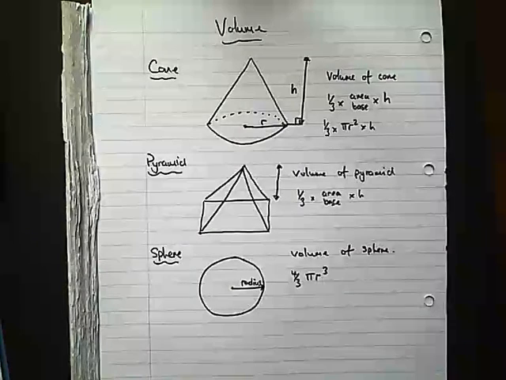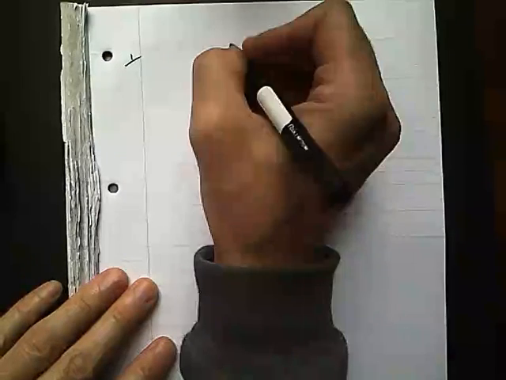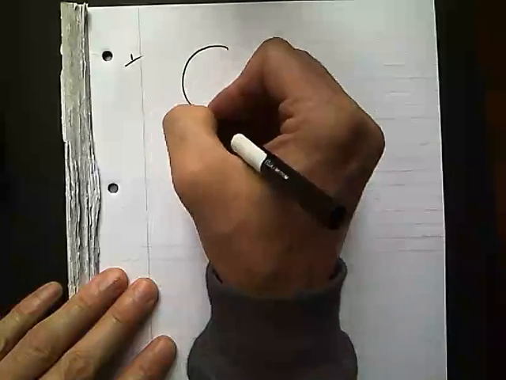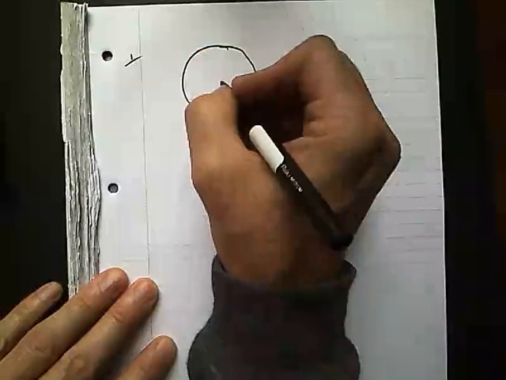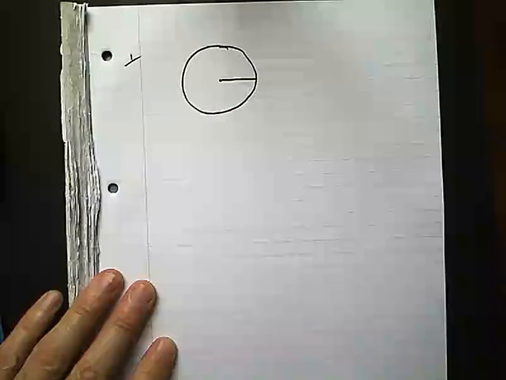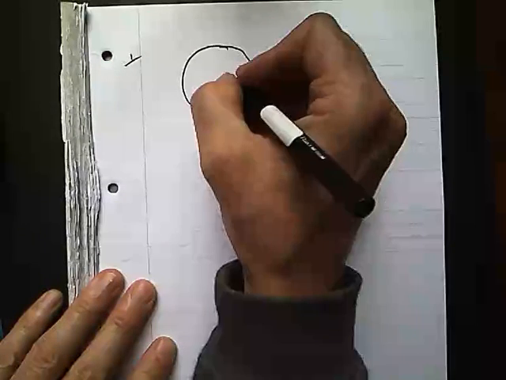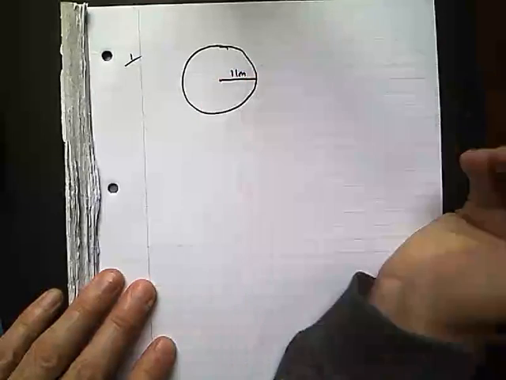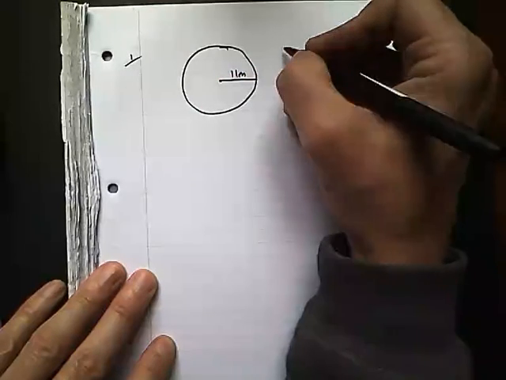Right, let's do a couple of examples. So, example 1. I've got a sphere. I have the radius, from the edge of the sphere to the center of the sphere, being 11 meters. So work out the volume.